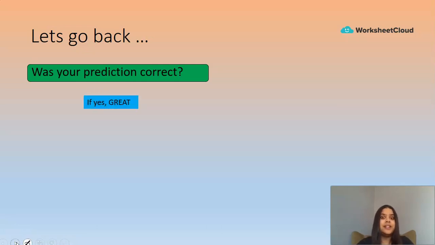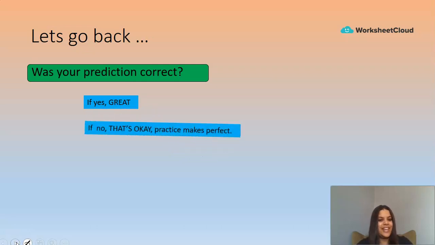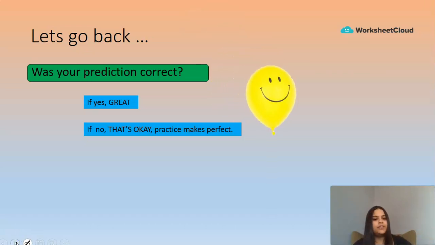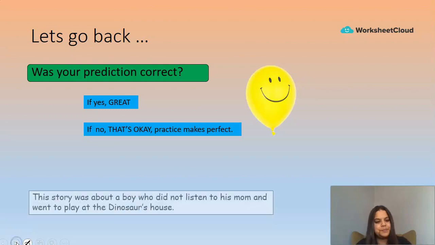If it was right, great. If it wasn't, that's okay, because practice makes perfect. We're always going to make mistakes, and when we learn from our mistakes, that's how we do better, grade 4s. So both would have been great. If you got the answer right, well done to you. But if you got it slightly right, or you didn't get it right at all, that's okay too, because you will practice and practice, and surely you will get the answer right one day.